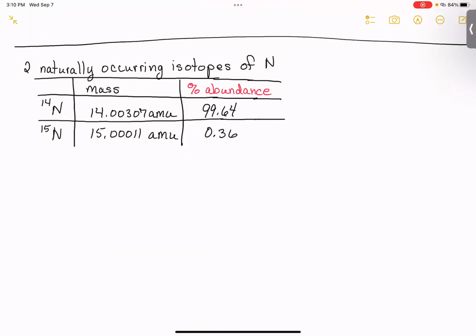Now, if I were to go dig up a sample of nitrogen, the sample is the whole. It would be considered 100%. If I were to analyze that sample of nitrogen, over 99% would be nitrogen 14, meaning over 99% of the atoms of nitrogen in that sample are going to have 7 protons and 7 neutrons. 0.36% have the 7 protons and 8 neutrons.